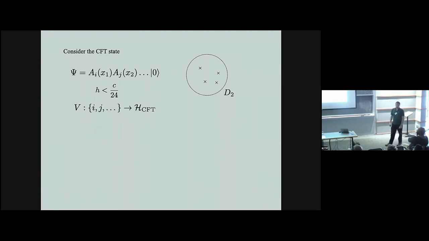The holographic map V in this context is the map from all the ways of inserting these A operators into the CFT Hilbert space. So you can think of it as a map on the flavor indices, a map of all the different ways. So on the left, we could have just one operator or 2 or 10 or 100. The map from all the different ways of doing that into the CFT Hilbert space is the holographic map V.